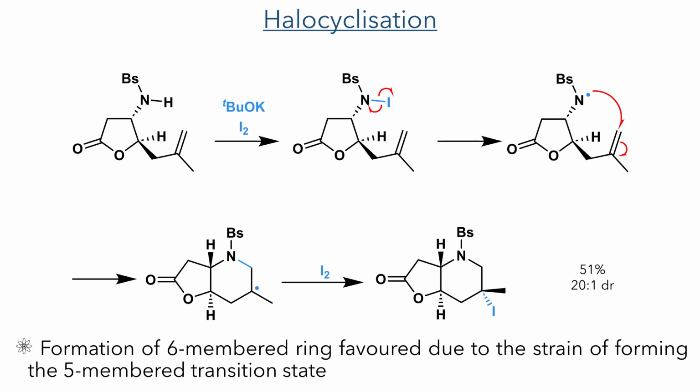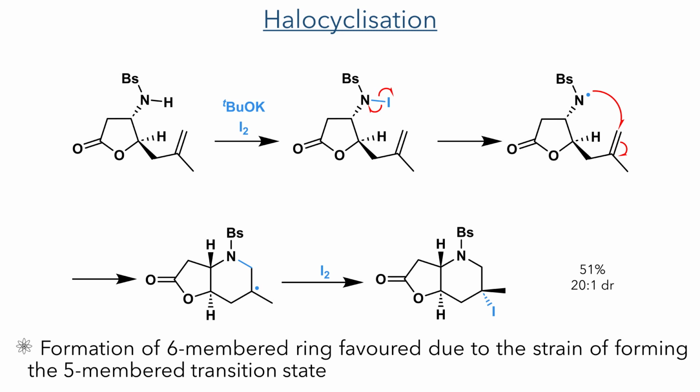The next step involved the construction of the key trans 5,6 ring junction between the E and F rings. They did this using a halocyclisation, using the rationale that in this system, a 5-exo-trig cyclisation that would form a trans 5,5 ring system would be disfavoured due to the strained transition state, and instead, the 6-endo-trig cyclisation would be preferred. The mechanism that they propose for this reaction involves the formation of a nitrogen-iodine bond that then undergoes homolysis to produce an N-centred radical.